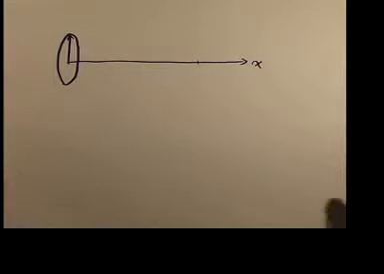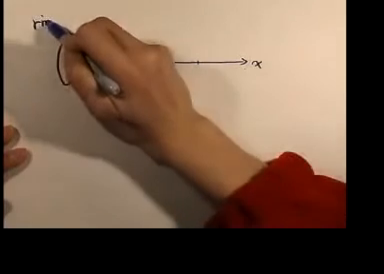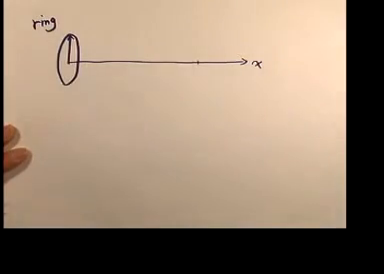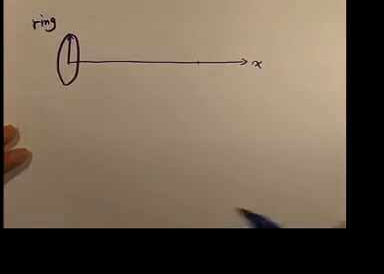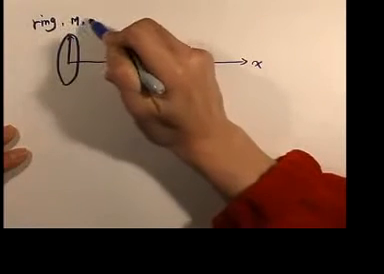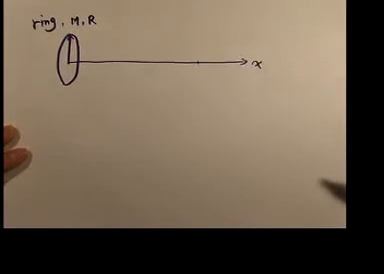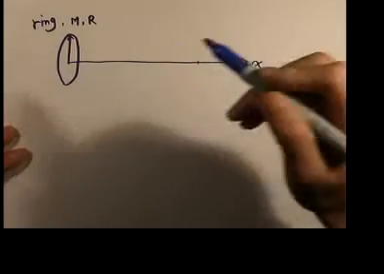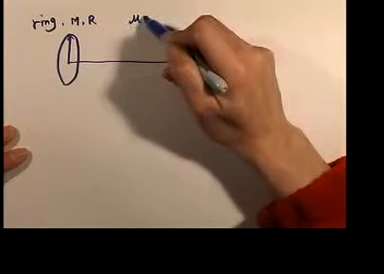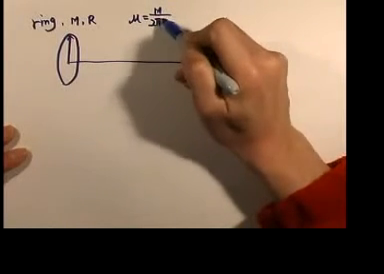Okay, let's look at another problem. This is a ring of mass uniformly distributed. This ring has mass, let's have capital M, radius r. Therefore, the linear density of this ring can be calculated by mu equals mass divided by the circumference, which is 2 pi r.